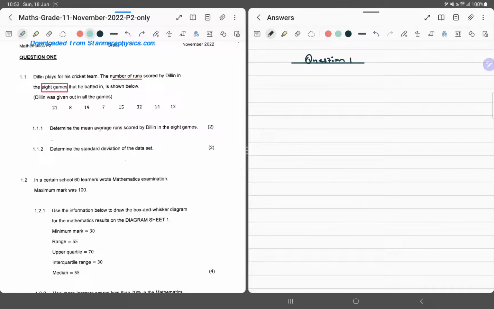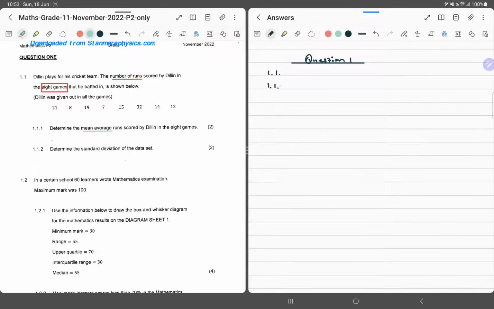Anyway, so determine the mean average runs scored by Dylan. Basically the mean. You can either say the average of the runs, or you can just say the mean. Anyway, when we do that, we just put it in the calculator. We'll just go to answer 1.1.